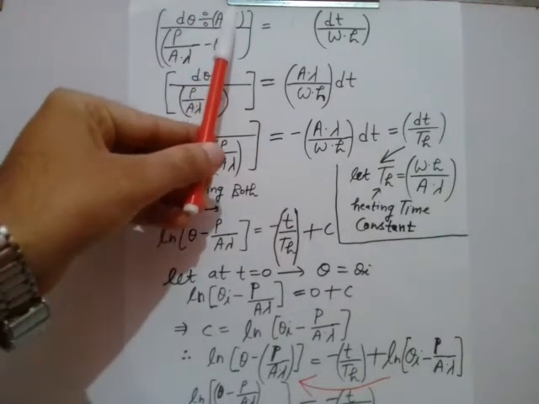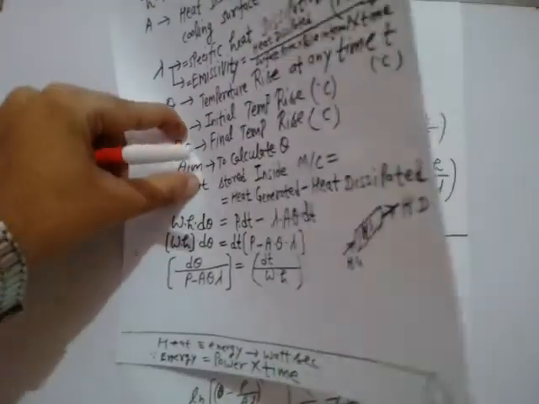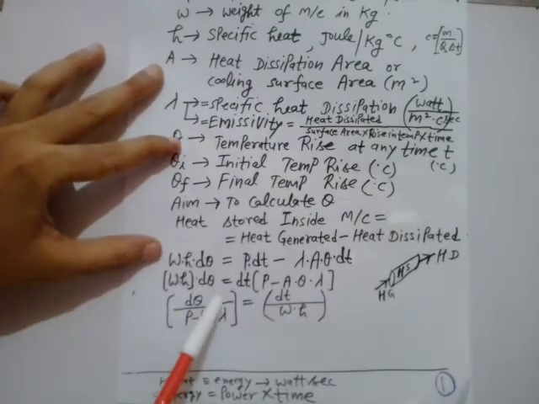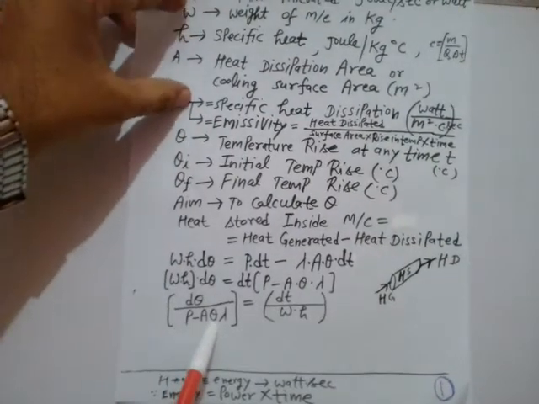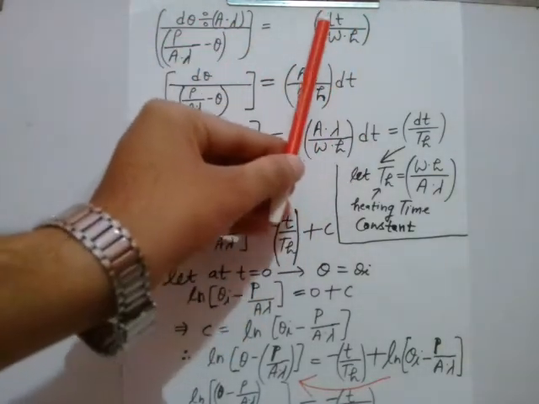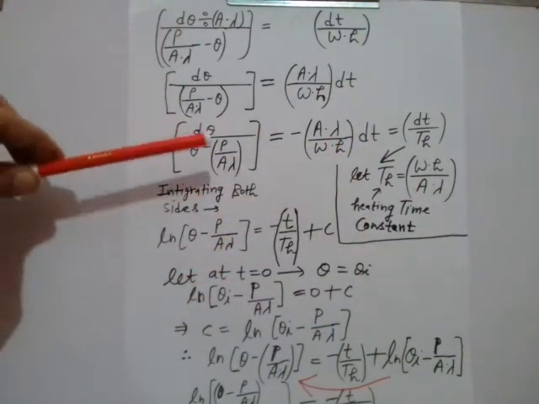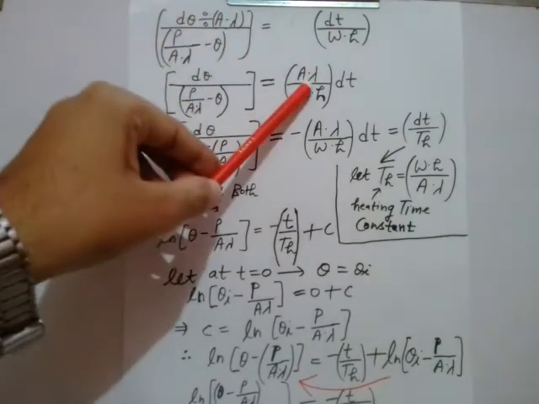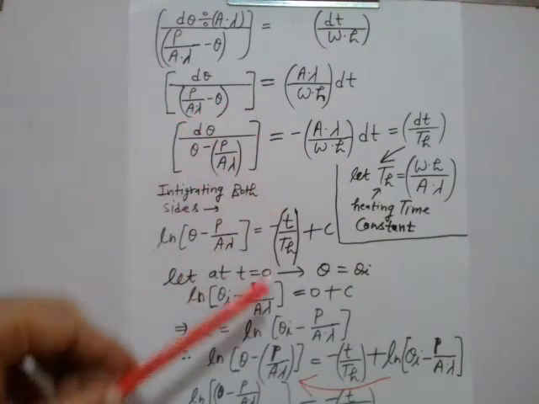The next step is to divide by A lambda in numerator and denominator. So this was the equation. Here, divide by A lambda in numerator and denominator. So this will become d theta by A lambda, here it will become P divided by A lambda, and here it will become theta. So you will get this expression equal to dt by W into H on the right hand side. Take this A lambda to the right hand side, so this will become A lambda dt by W into H. This is d theta by P by A lambda minus theta.